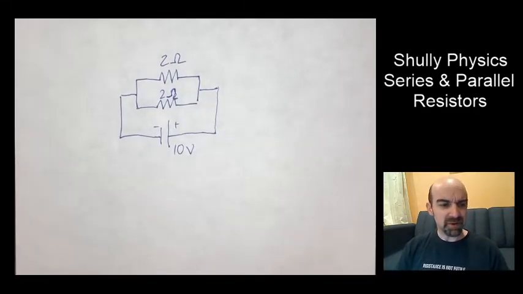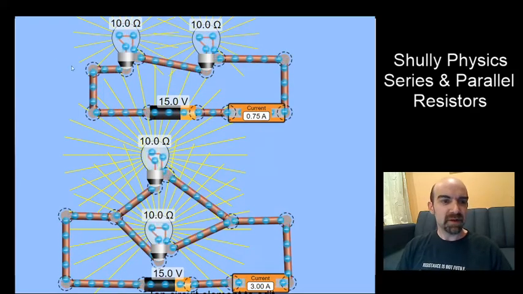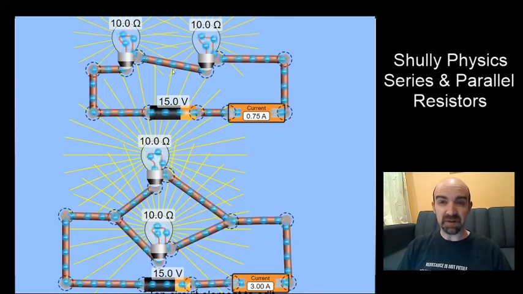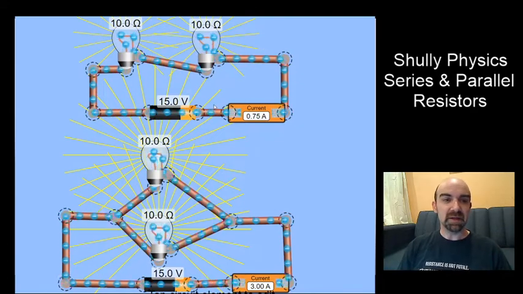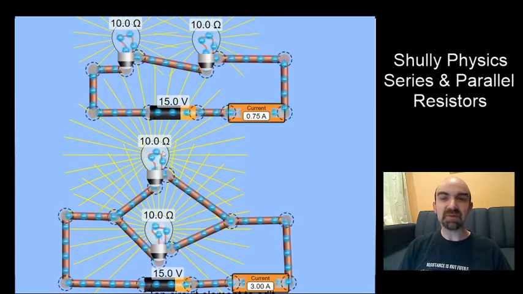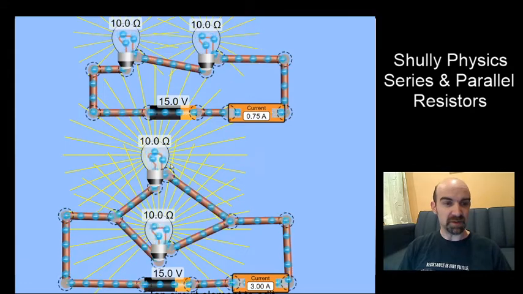Now recall though, in a parallel circuit, this one's a little different. So here up top we've got the same series circuit as the second circuit from the previous example, 10 ohms and 10 ohms and 15 on the bottom. We're getting 0.75 amps again. But if we put those same two 10 ohm resistor light bulbs there in parallel, you'll notice the ones on the bottom, they're a lot brighter. That's because there's a higher flow in this circuit.